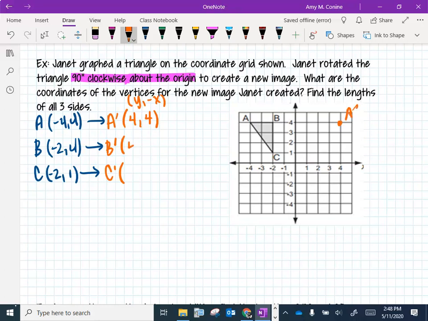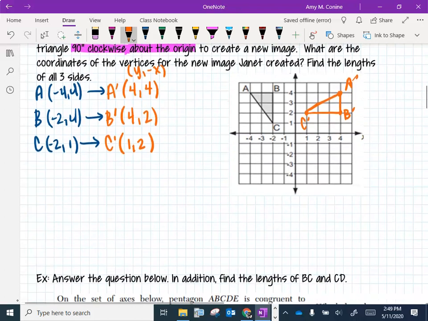Same with B prime, y is first, and then opposite x is a positive 2. So 4, 2, make sure you label your points, so that one's B prime. And then y, opposite x, we have 1, 2 for C prime. So now C prime is right there. So double check to make sure that you've plotted the points right. I just fixed B prime, so make sure you've plotted those correctly. So then our triangle looks like that.